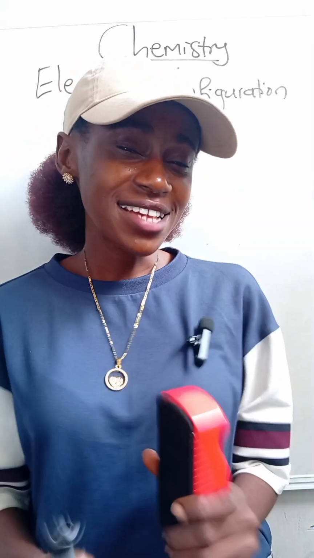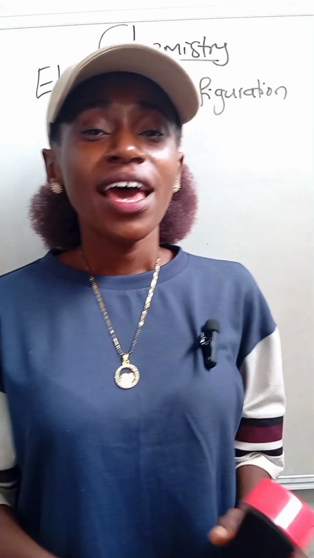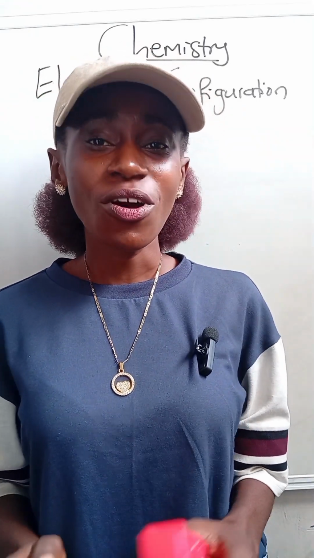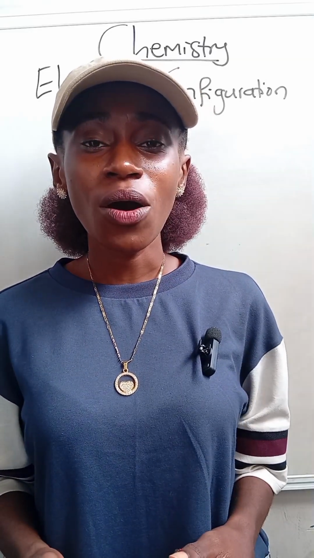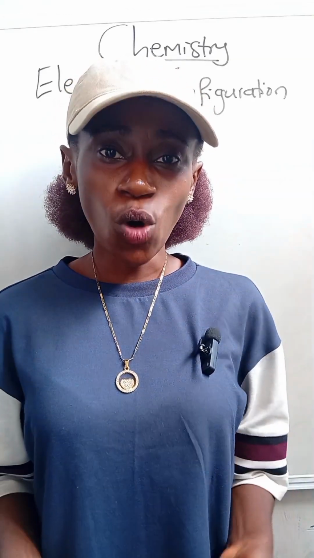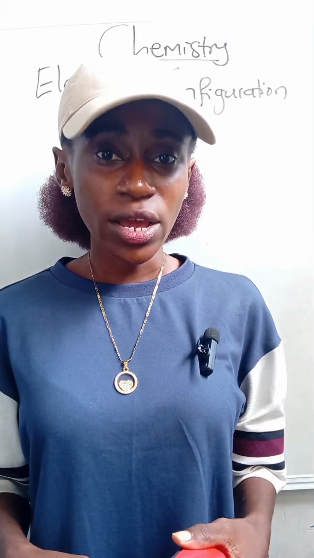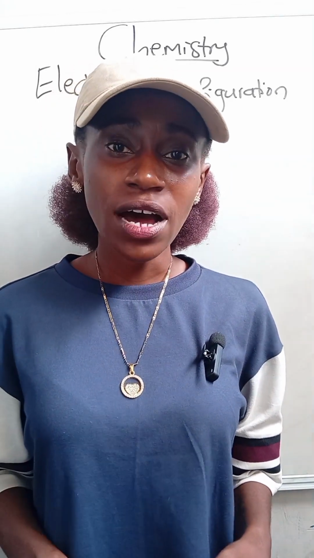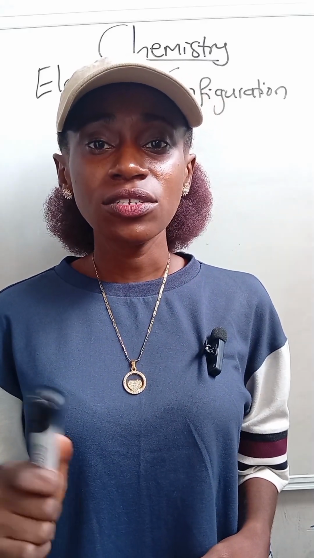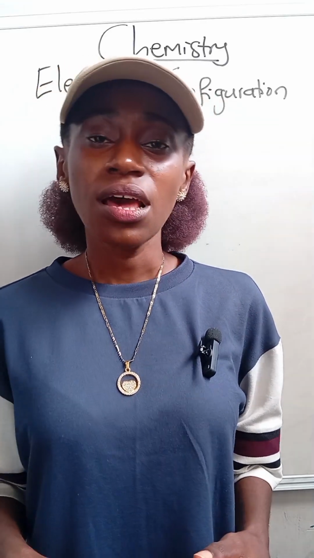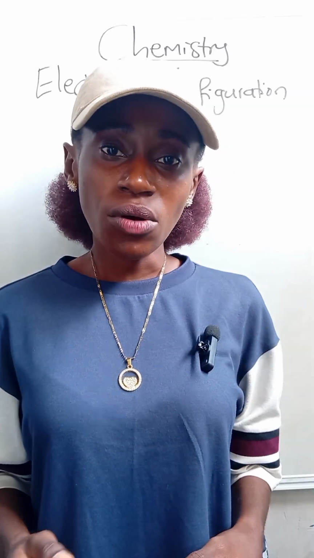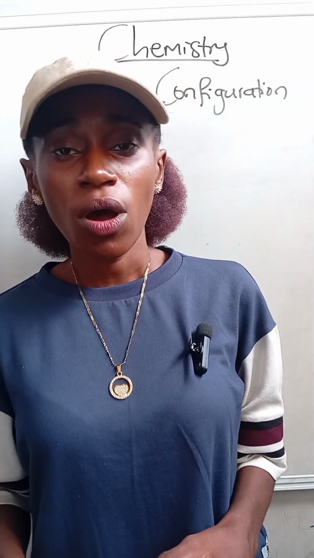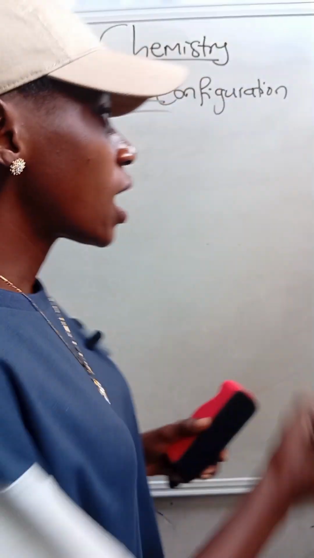All right, let's start. Electron configuration is defined as the distribution or arrangement of electrons around the orbital of an atom. From that definition, we have this.